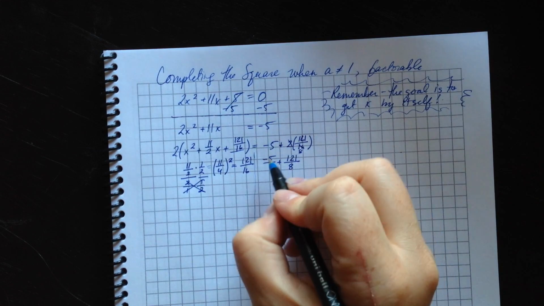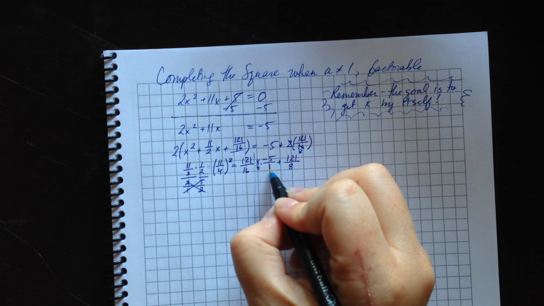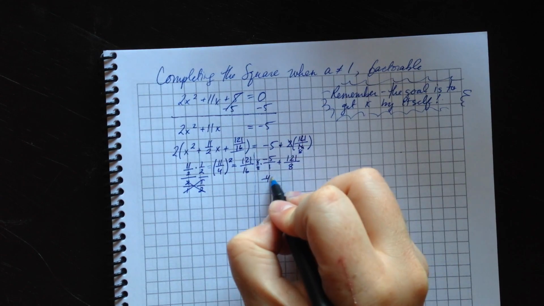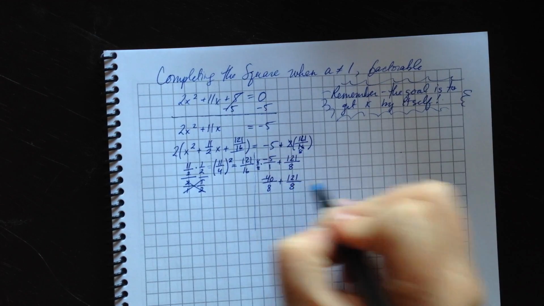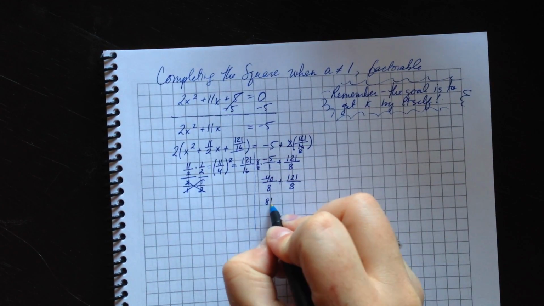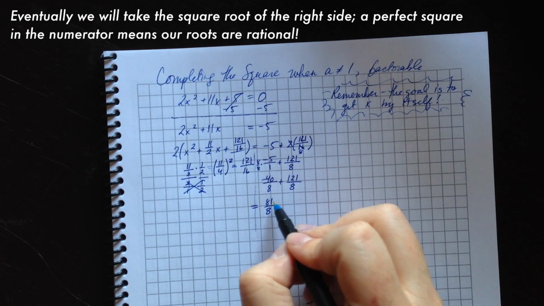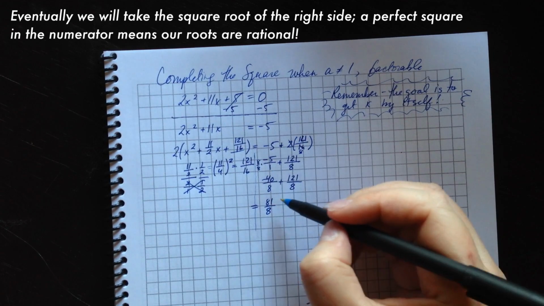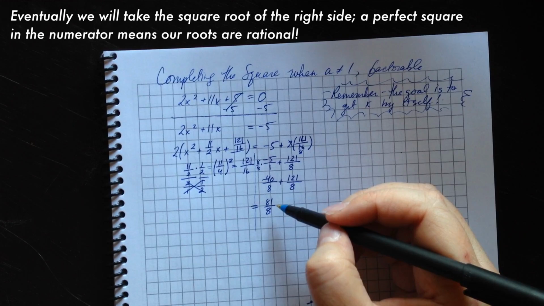From here, I, of course, need a common denominator, so I'm going to multiply negative 5 over 1 by 8 over 8, and that gets me negative 40 over 8 plus 121 over 8. And negative 40 plus 121 is positive 81 over 8. All right, we simplified it, we did it, and I love seeing a perfect square on top because that means, yes, it is going to be factorable.